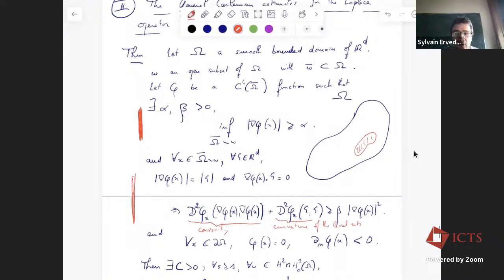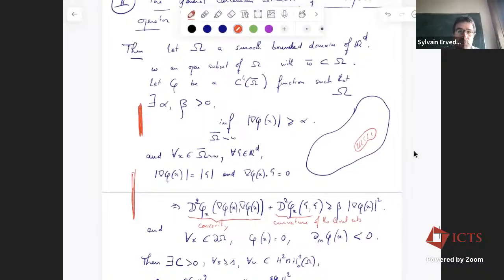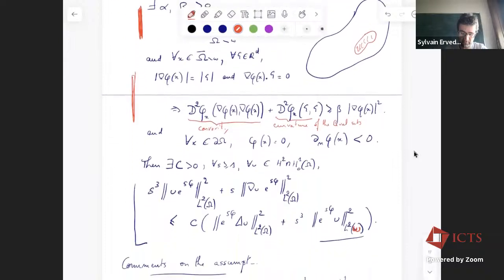Okay, and then finally there's a condition on the boundary. This one is only to simplify a little bit the computation, to say that the boundary is a level set of phi, and that you have the normal trace, which is negative, which means that somehow the weight function is at its maximum inside small omega.